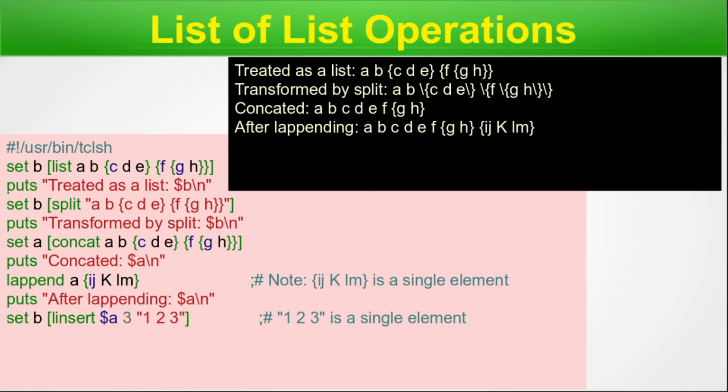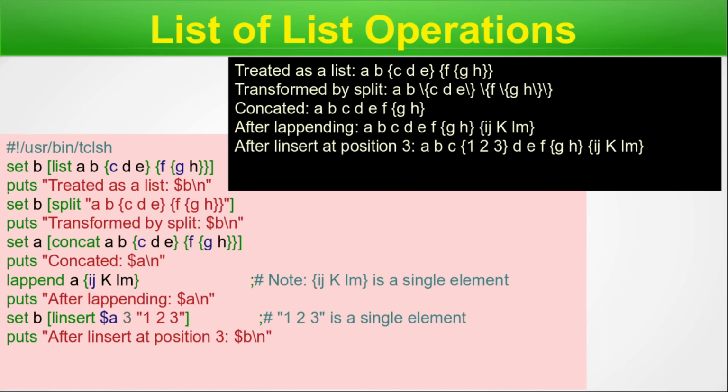At position 3 with the single element 1 2 3, the output becomes, so you can see that we have done an insertion. Not a replacement, we have done an insertion, and it has become ABC, then 1 2 3, then DEF. So this is the difference of insertion and replacement.